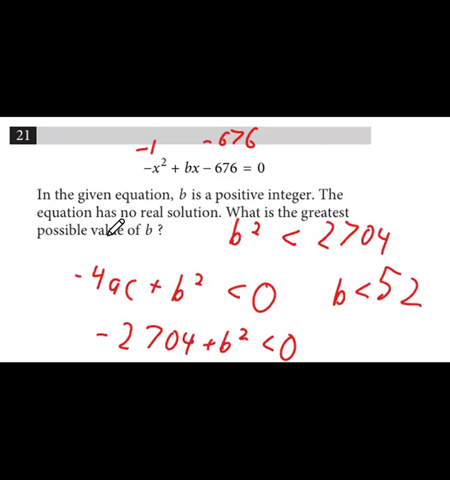So in that case, what is the greatest possible value of b? Well, b is less than 52. It can't be equal to that. So the greatest possible value would be 51, because we're told it's a positive integer, and it can't be equal. So it has to be less than. So the answer is 51.